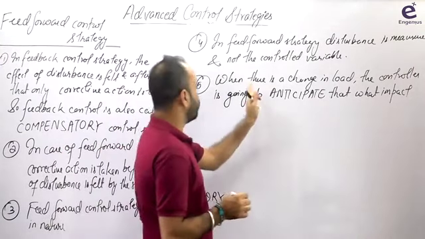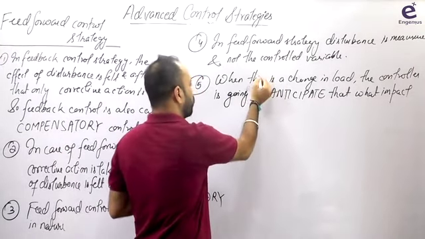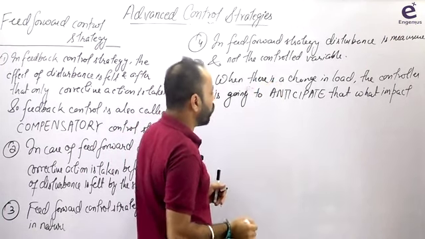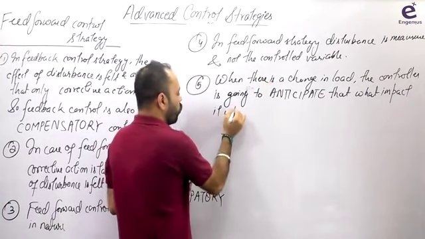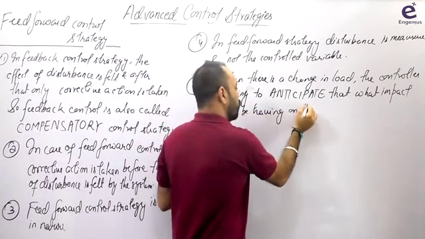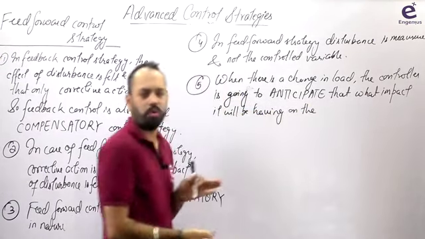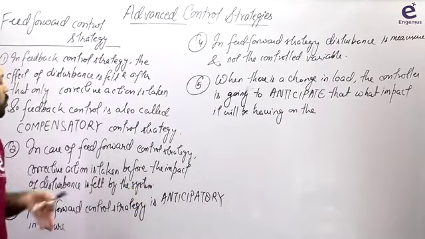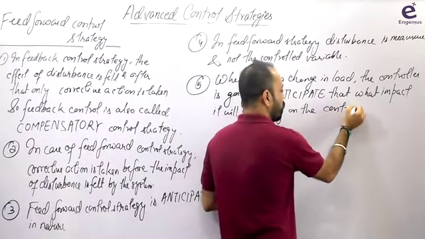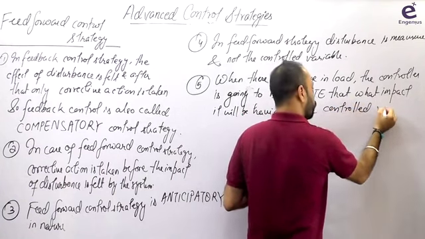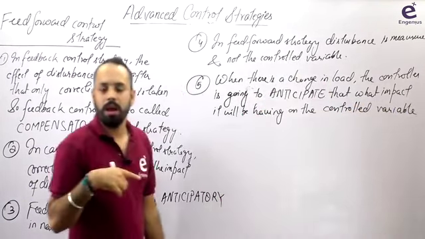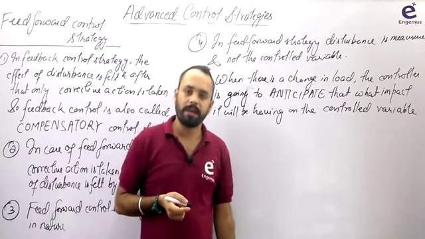So when there is a change in load, the controller is going to anticipate what impact it will be having on the control variable. ये थ्योरी है भाई, देखो इसमें ज्यादा कुछ नहीं करना है, ऐसा नहीं सोचो सर क्या करा रहे हो, थ्योरी है इसमें, बस लिखते चलो. हैविंग ऑन द कंट्रोल्ड वेरिएबल, राइट? कंट्रोल्ड वेरिएबल ये एंटिसिपेट करता है कंट्रोलर. एंड यू मे आस्क सर कंट्रोलर को कैसे पता लगेगा?